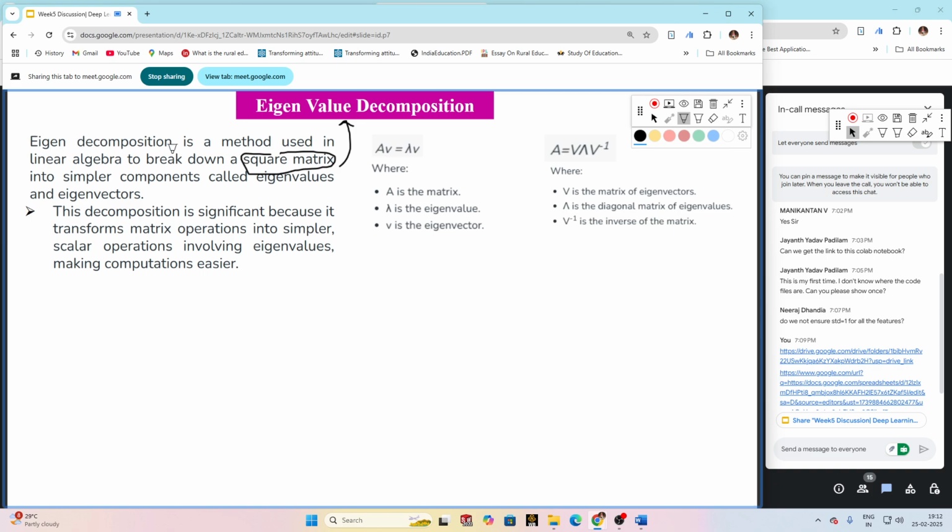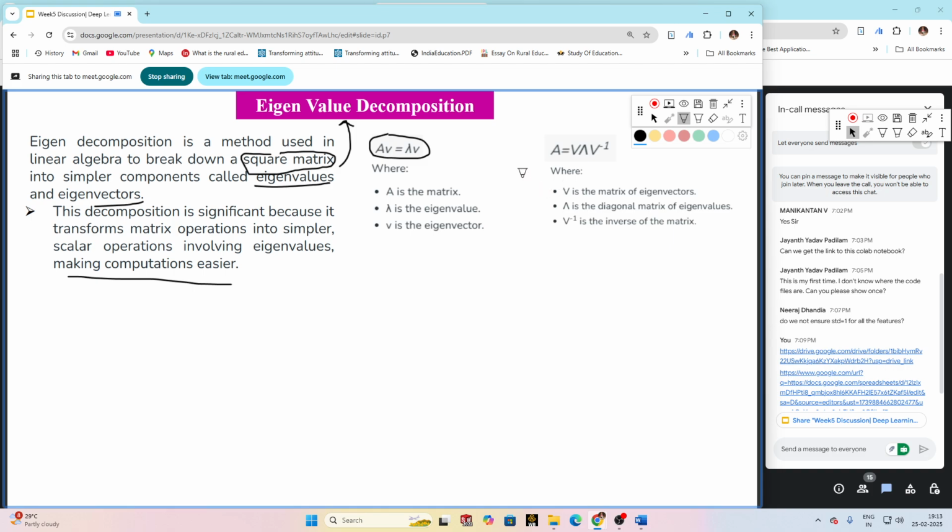What eigenvalue decomposition does is it breaks the square matrix down into simpler components called eigenvalues and eigenvectors. That is the task of eigenvalue decomposition. This decomposition is significant because it transforms matrix operations into simpler scalar operations involving eigenvalues, making computation easier. As we are converting to eigenvalues, which are scalars, we are making the computation easier. Mathematically, this is the formula to get the eigenvalue and eigenvector.